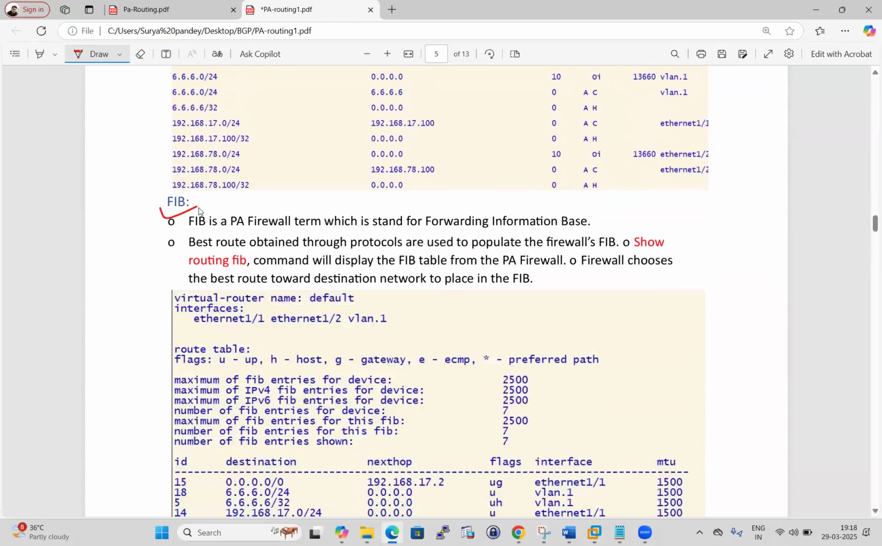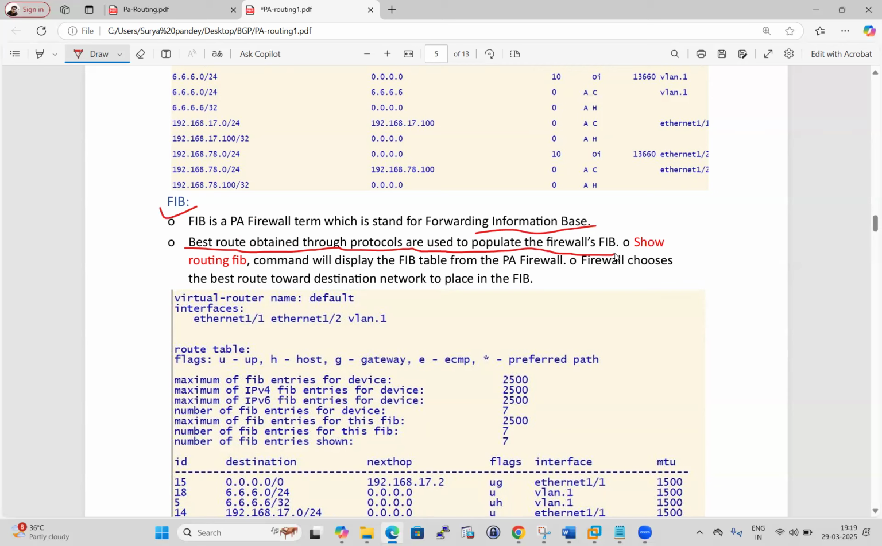Second one is FIB, forwarding information base. It's taking details from the RIB and maintaining the FIB, where we put the best route. FIB is a Palo Alto firewall term, which stands for forwarding information base. The best routes obtained through the protocols are used to populate the firewall FIB. So whatever the best route is, it is learned from the RIB and put on the FIB, that is, the forwarding information base.